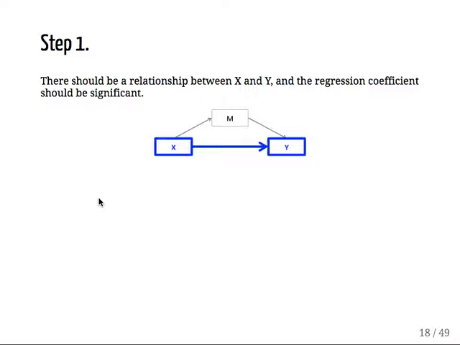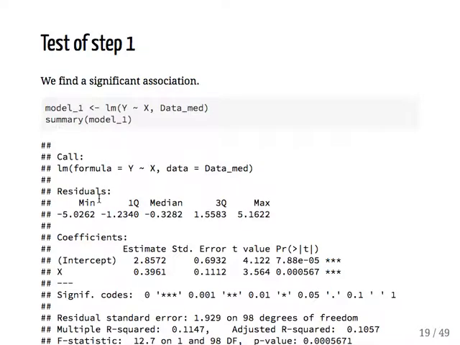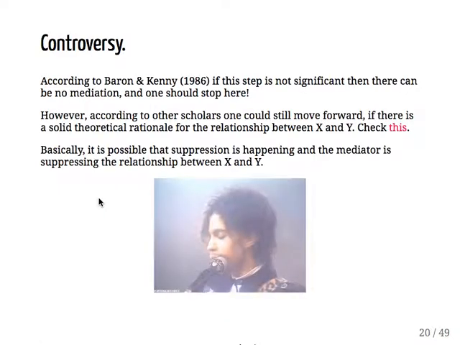So this is the first step. There should be a relationship between x and y, and the regression coefficient should be significant. So that's just this. This is a simple regression as you've done before, just regressing x and y. So this is what it would look like: y, x, our data, and this model. And so in this case, we can see we have a highly significant effect of x. So that's the first step. So we've demonstrated there's a relationship between our independent and our dependent variable, between x and y.